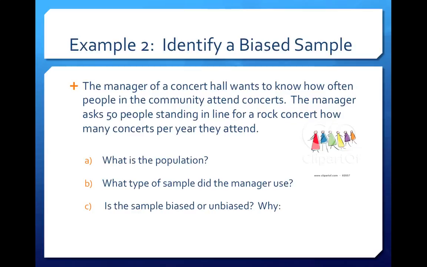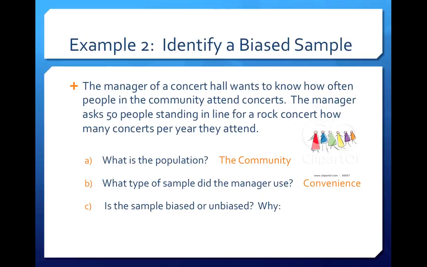Well, his population is right here. It says the manager of the concert hall wants to know how often people in the community attend concerts. So his population is the community that he's in. His sample then are the 50 people standing in line that he talked to. What type of a sample would you say that is?